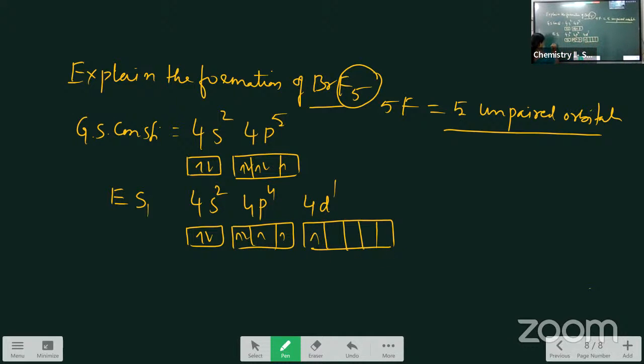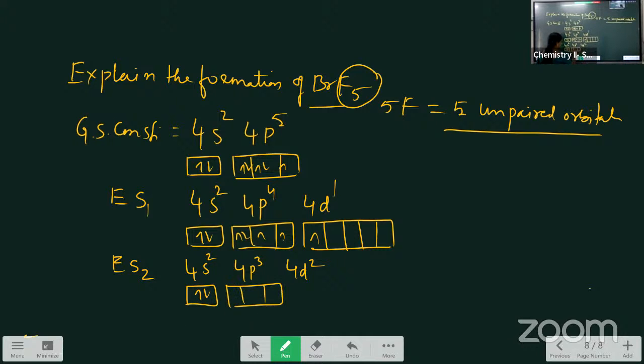ओके, देन ES2. ES2 क्या है? 4s2, 4p3, 4d2. So this is paired electrons and the remaining are unpaired electrons. So 1, 2. Okay, so we know that the central atom has to undergo hybridization.